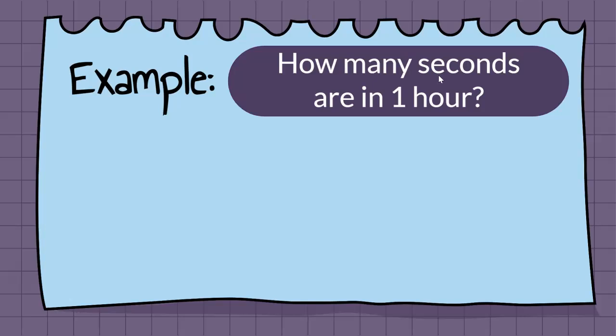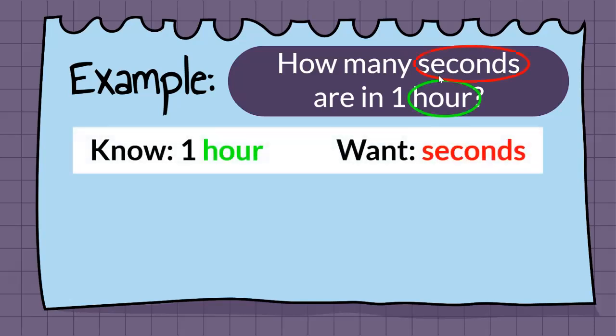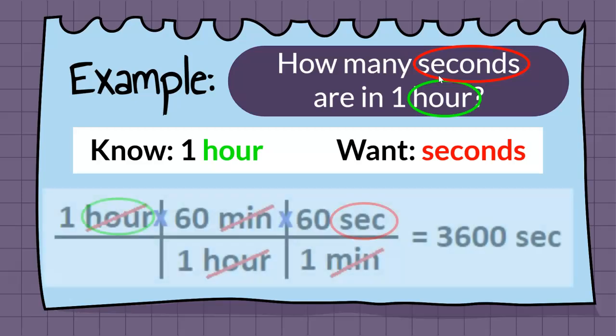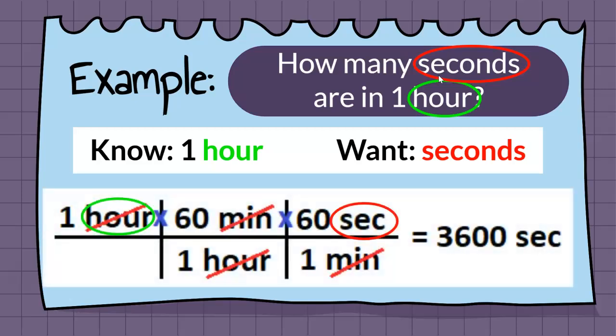Going over our example, how many seconds are in 1 hour? So starting from step 1, what do we know? What do we want? We know that we have 1 hour and we want number of seconds. Step 2 is to plug it into our dimensional analysis. So we're starting with what we know. We know we have 1 hour and we use our relationships or our conversion factors to turn it into the unit that we're looking for.